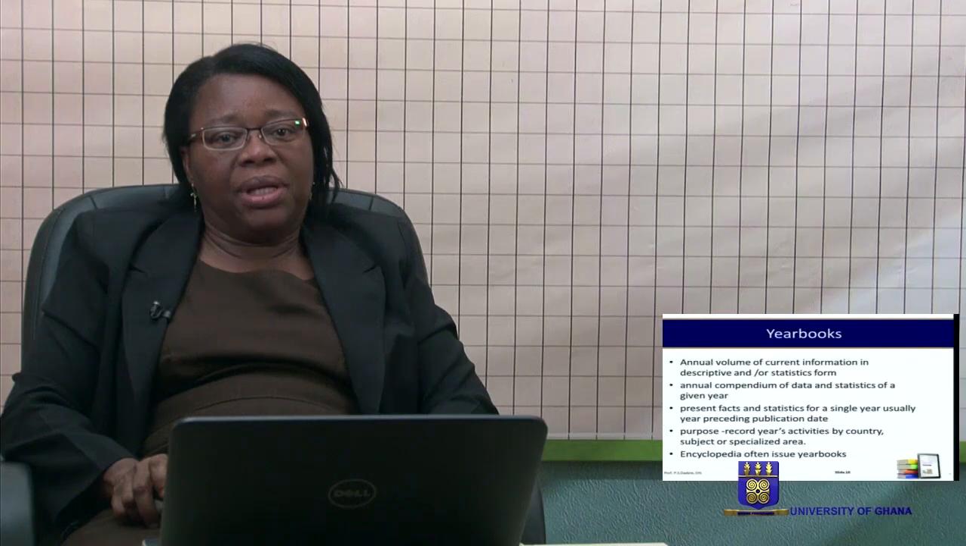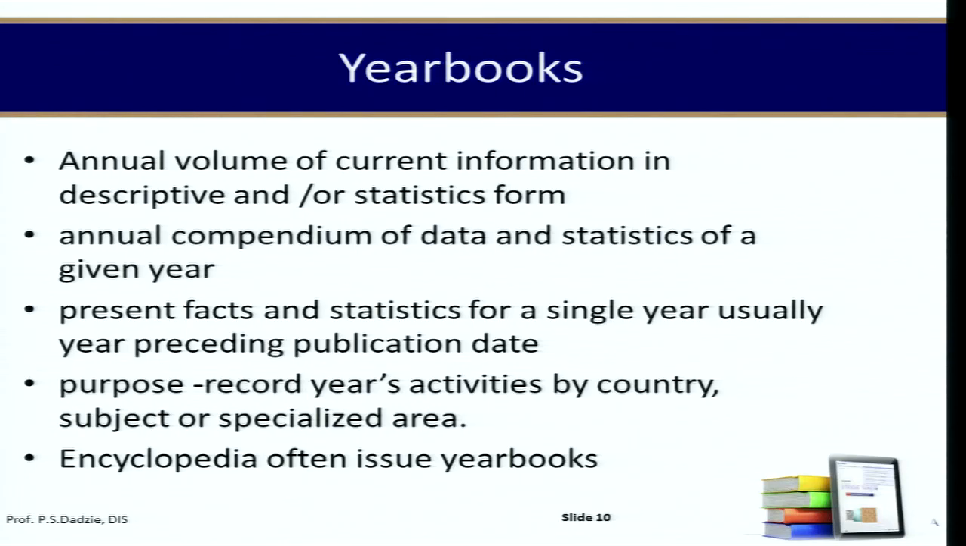Another fact source is a yearbook. They are annual volumes of current information in descriptive and/or statistical form. They are also a compendium. They carry several pieces of information, but they are of a particular given year. You remember I mentioned the almanac contains retrospective information. That means information of past years and current information. But the yearbook only contains information of a particular year, and it's usually the preceding year.